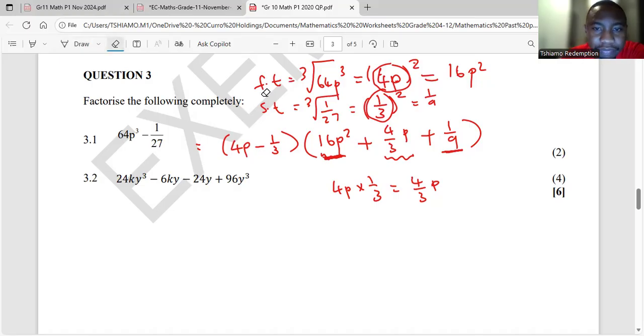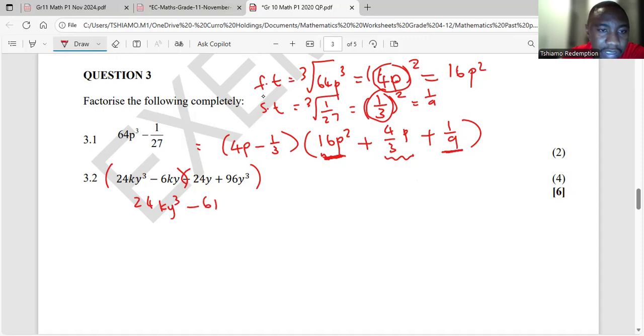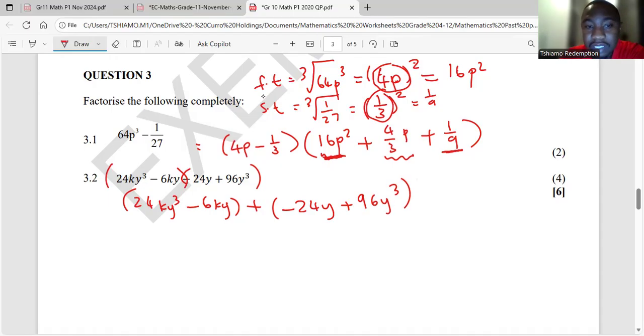Now let's look at this one. Okay, this one, you have to group. You have to put the terms together. So let's check. What are we going to do there first? Okay, firstly, I would put this together and put that together. Let's see how much we get. So 24ky cubed minus that ky, and plus here I have a negative 24y, plus. So I just group them as I see them.